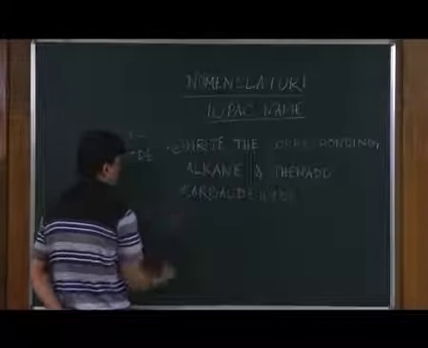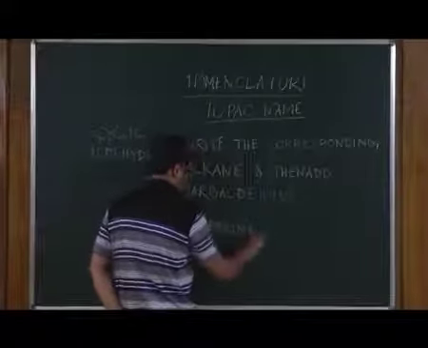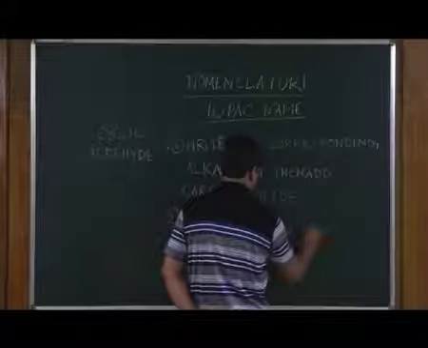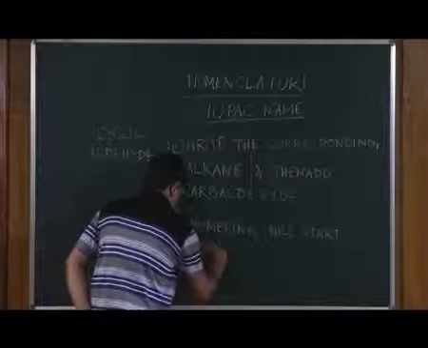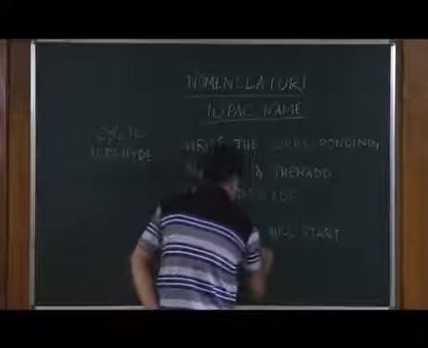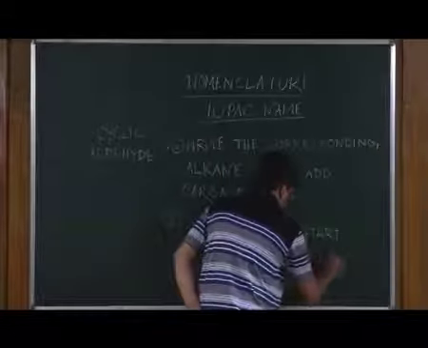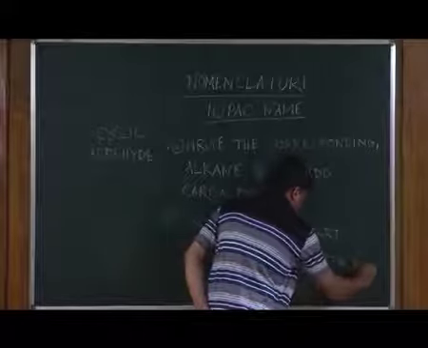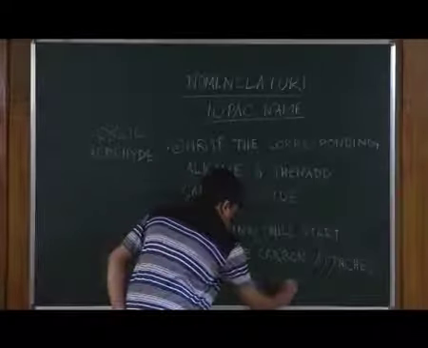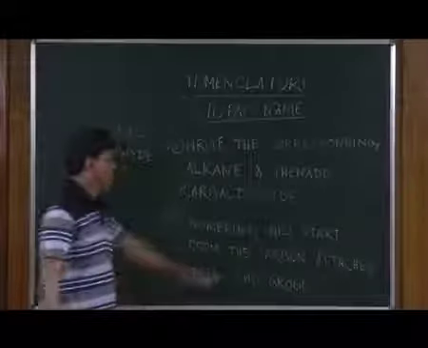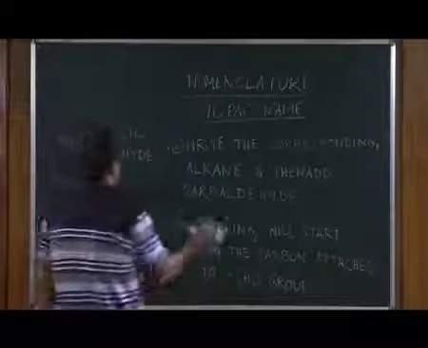And the numbering will start from the carbon atom in the ring to which the CHO group is attached, which will get number 1. Let us discuss some examples.